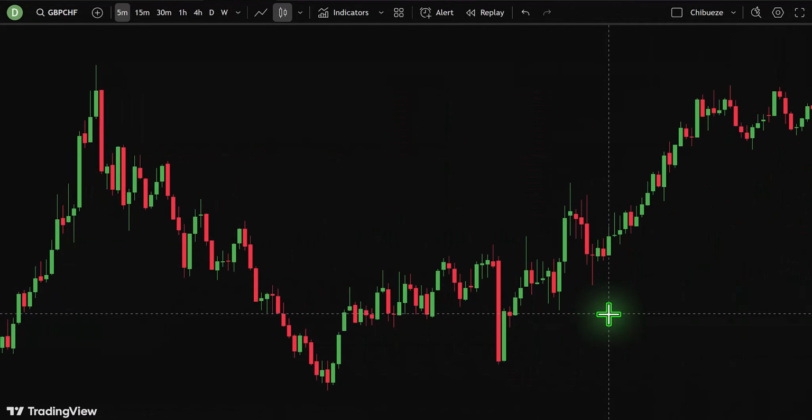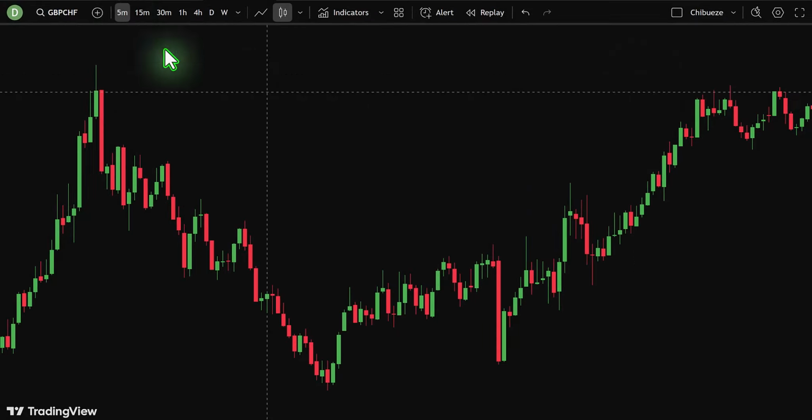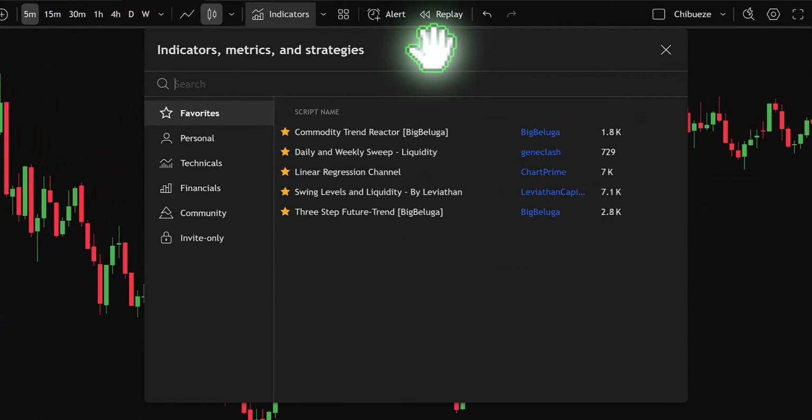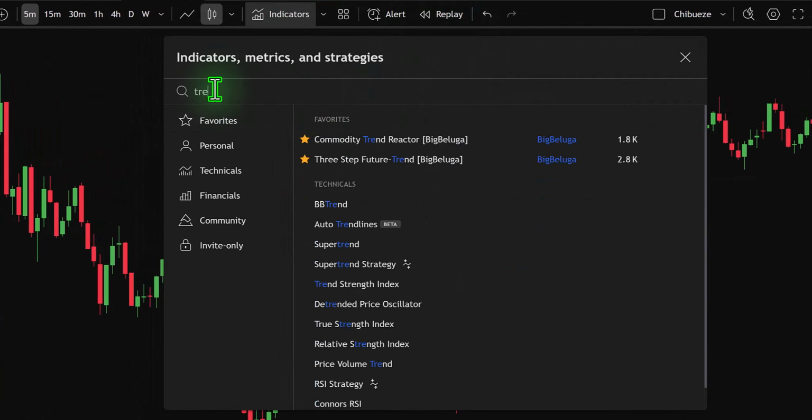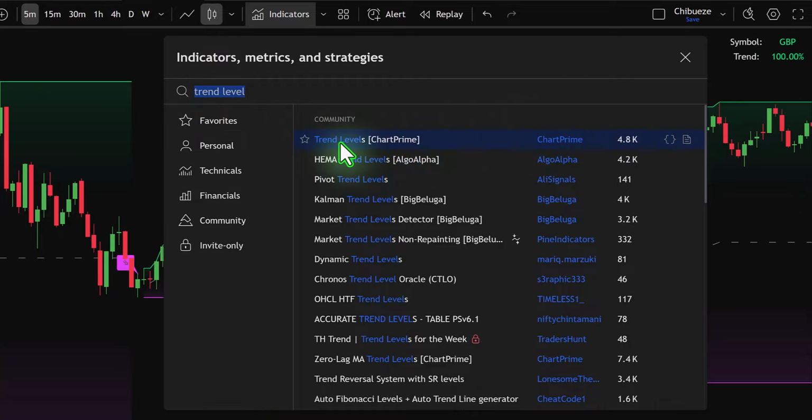To get started with this powerful indicator, the first thing you need to do is head over to TradingView. Once you've loaded up any trading asset on your preferred time frame, click on the Indicators tab and search for Trend Levels. What you're looking for is the version by Chart Prime. Make sure you select that one.